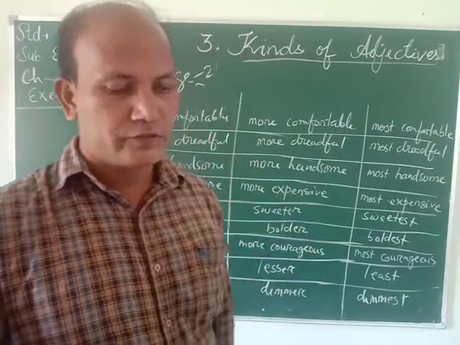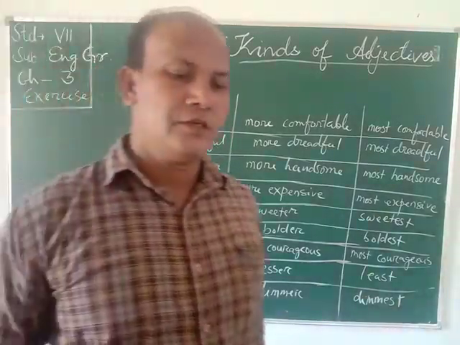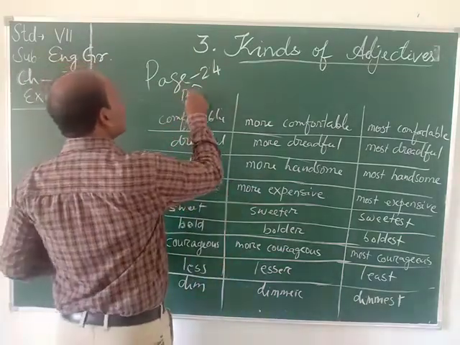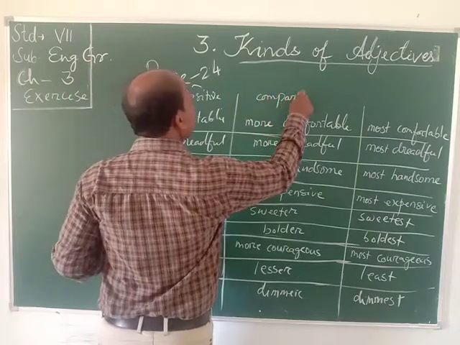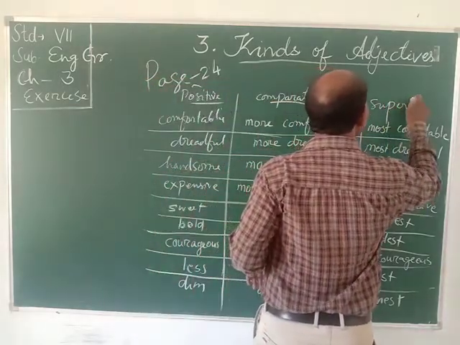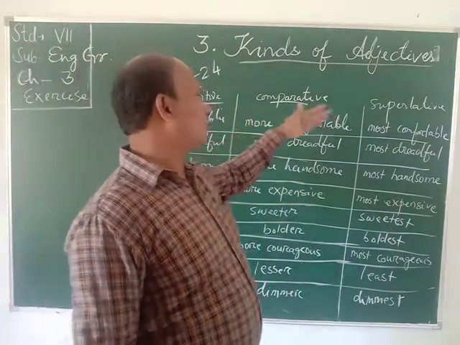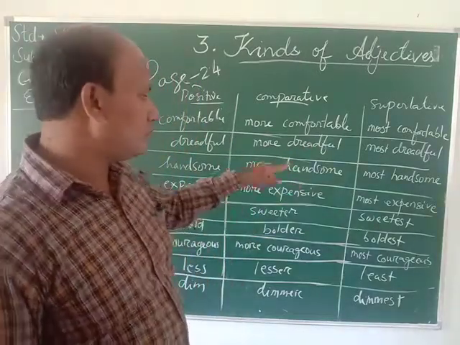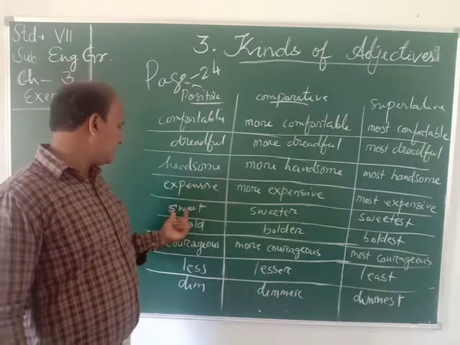Students, page number 24, and then we will discuss degrees of comparison. You can see positive, comparative, and superlative. We discuss comfortable, more comfortable, most comfortable; dreadful, more dreadful, most dreadful; handsome, more handsome, most handsome; expensive, more expensive, most expensive; sweet, sweeter, sweetest.